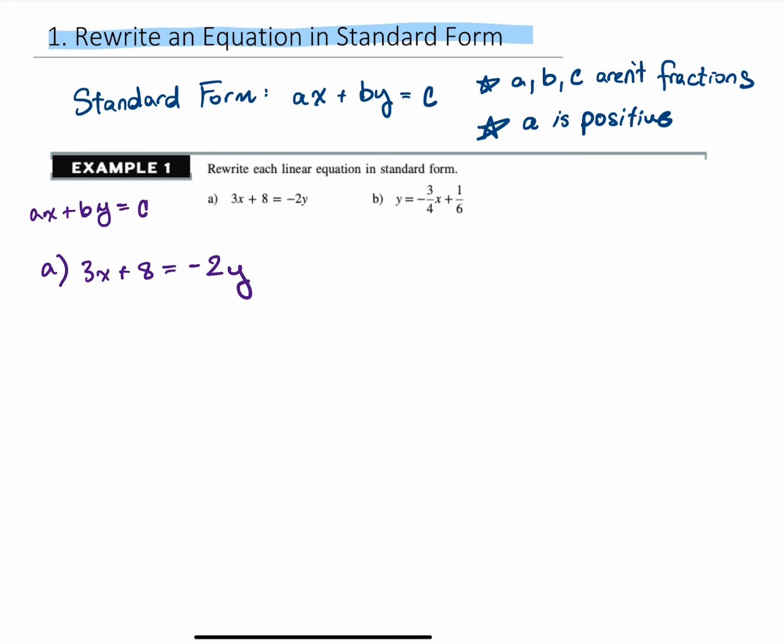So I will add the 2y to both sides. That will move it from the right side to the left side, so it will appear as positive 2y on the left side. This will now be equal to 0. And then let's subtract the 8 over to the other side. So we'll end up with 3x plus 2y equals negative 8. Now it's in standard position.